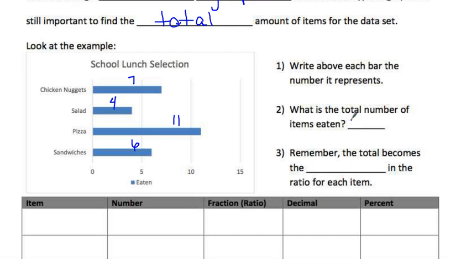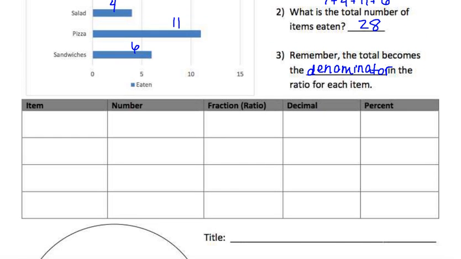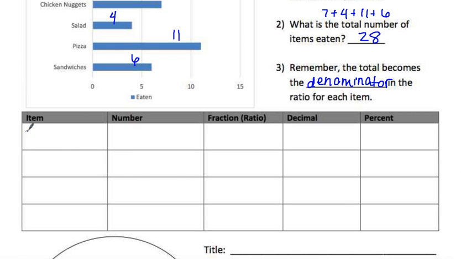So what is the total number of items eaten? So you're going to add them all together. 7 plus 4 plus 11 plus 6, which equals 28 items eaten. And remember that the total becomes the denominator in the ratio for each item. So our first item is going to be chicken. Our second item is going to be salad. Our third item is going to be pizza. And our fourth item is going to be a sandwich.